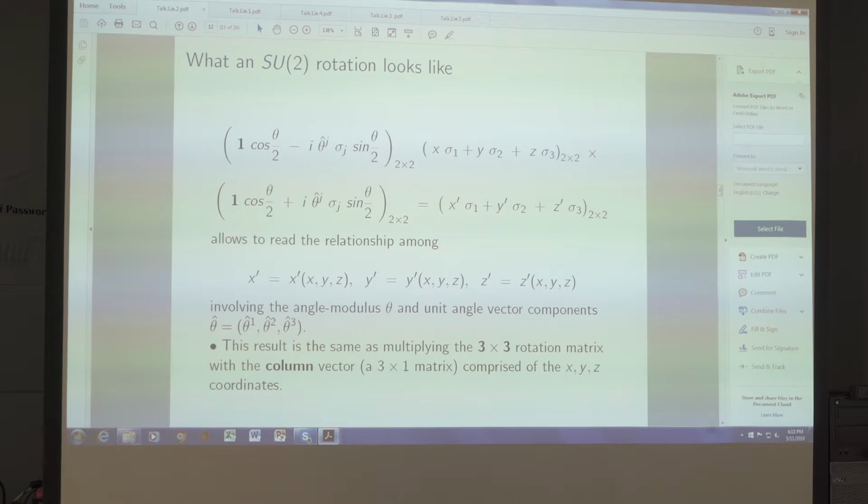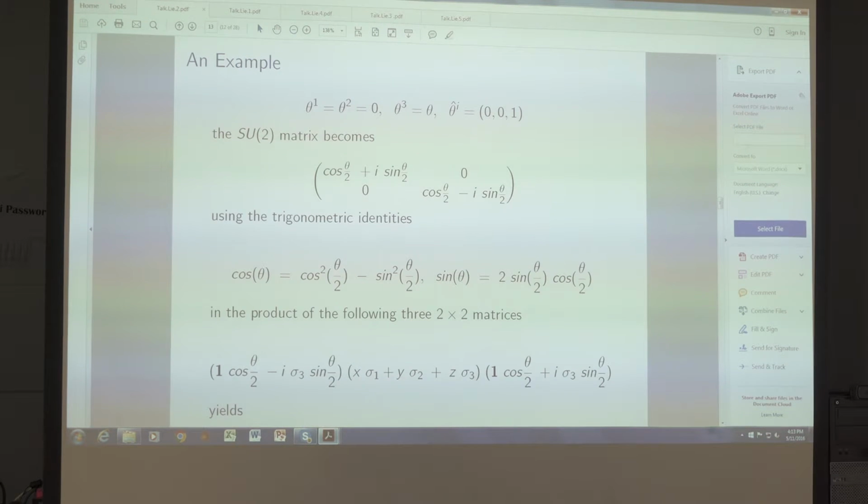Okay? So when you go on a piece of paper and multiply these matrices, you do all the algebra, then let me just give you the answer. I'm going to give you an example. For simplicity, I choose phi 1, phi 2 equal to 0 to make our life easier, and phi 3 equal to theta. My unit angle is given by this. And then when you do the algebra, remember my SU(2) matrix is this. Don't forget the trigonometric identities.